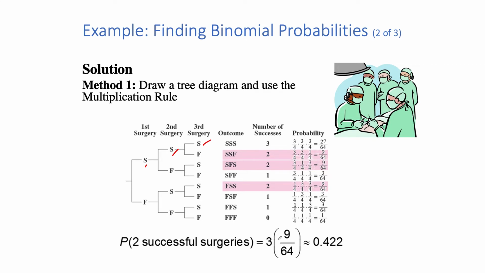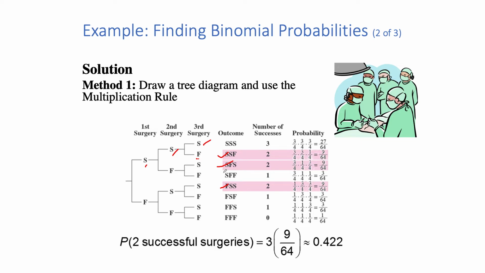So if I want to know the probability that exactly 2 of these surgeries are successful, I want to know what is the probability that I'm here, or the probability I'm here, or the probability that I'm in this situation. The probability that I end up in this situation is the probability that the first one is successful, which is 3 over 4, times the probability that the second one is successful, times 3 over 4, times the probability that the third one is a failure, times 1 over 4, or 9 over 64.